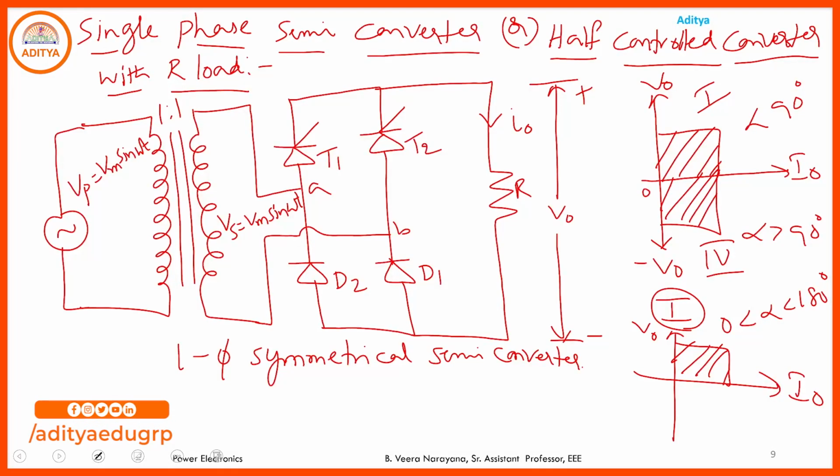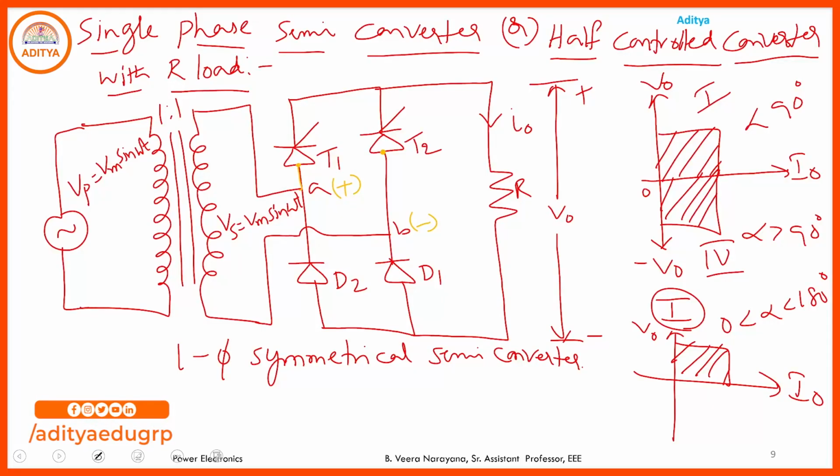So during the positive half cycle of the supply, terminal A is positive and B is negative. Corresponding to that, the T1 anode is connected to the positive terminal, so T1 comes to the forward biasing mode. T2 anode is connected to the negative terminal, so T2 goes to the reverse biasing mode. D1 cathode is connected to the negative terminal, so D1 comes to the forward biasing mode. D2's cathode is connected to the positive terminal, so D2 goes to the reverse biasing mode.